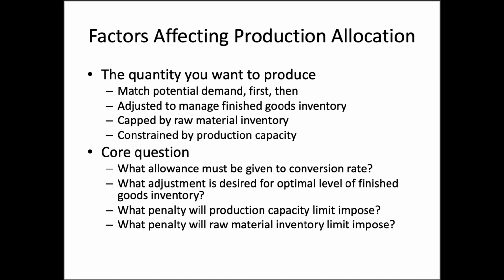These are the core questions you will ask to come to a decision on production allocation. What allowance must be given to conversion rate? What adjustment is desired for optimal level of finished goods inventory? What penalty will production capacity limit impose? What penalty will raw material inventory limit impose?